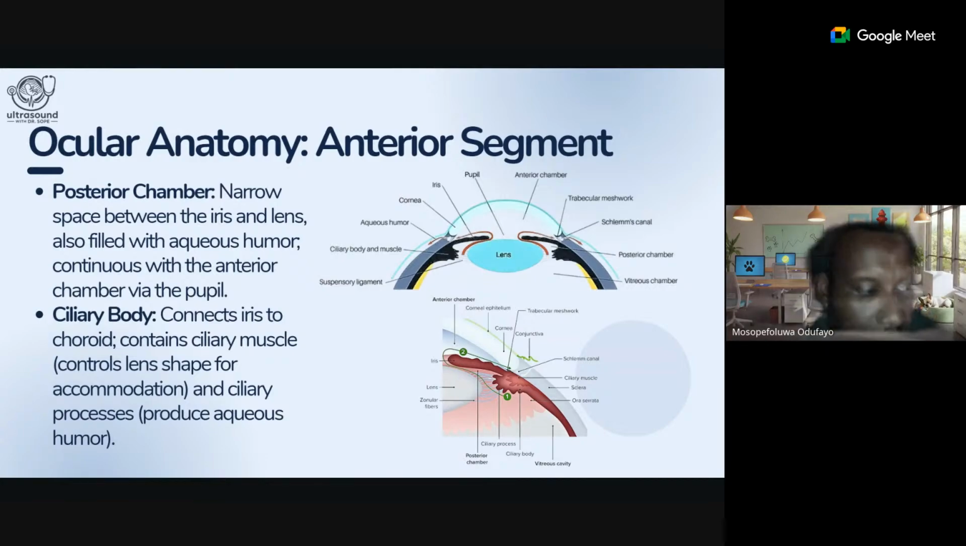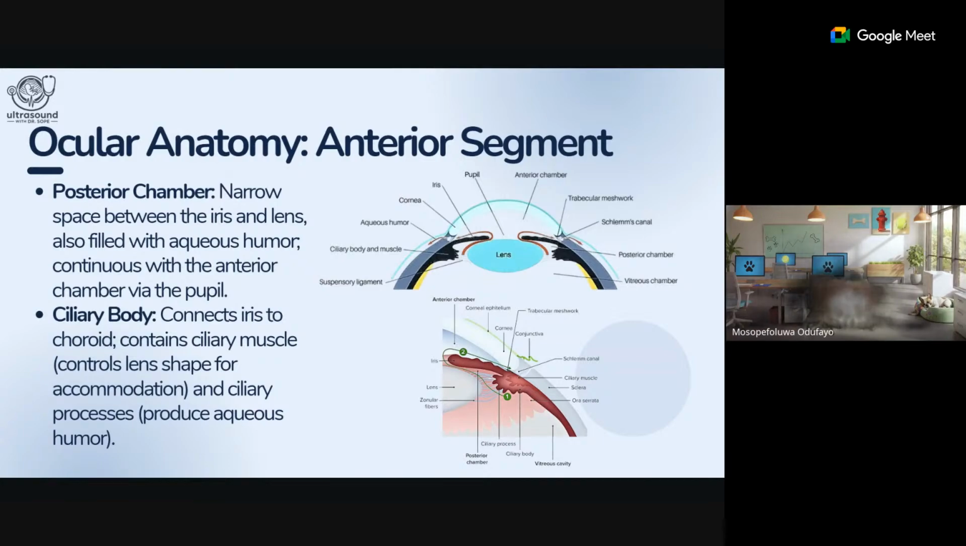This is very important because you'll be seeing this on anatomy, and you will definitely need to know exactly what you're dealing with. So the posterior chamber is a narrow space between the iris and the lens. It's also filled with aqueous humor, and it's continuous with the anterior chamber via the pupil. Remember, we go through the anterior chamber, through the pupil, and we enter the posterior chamber. So there is a space.